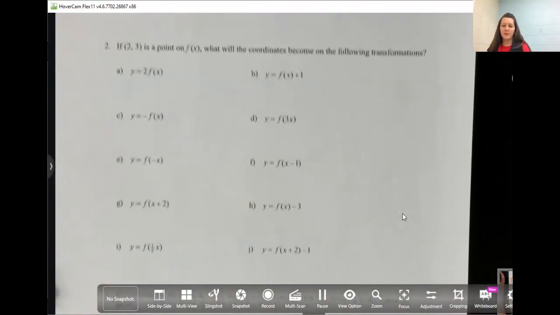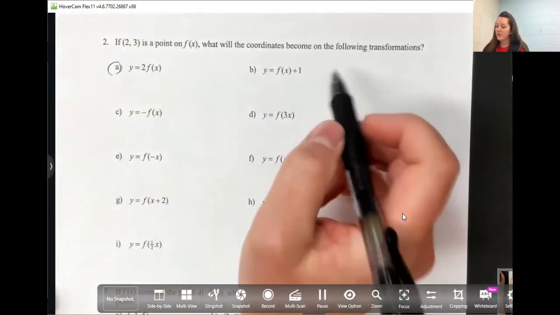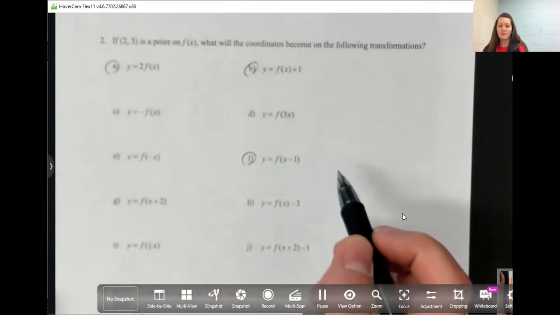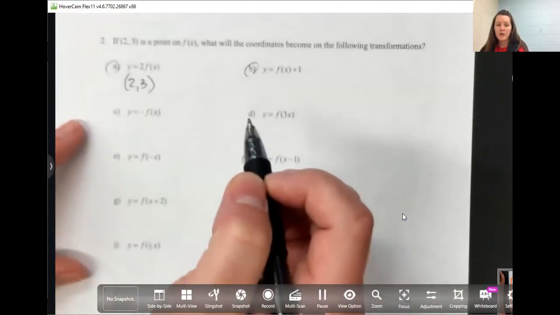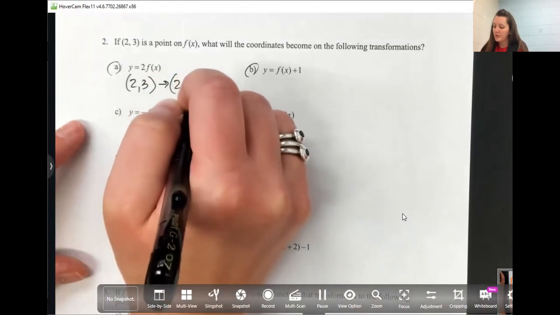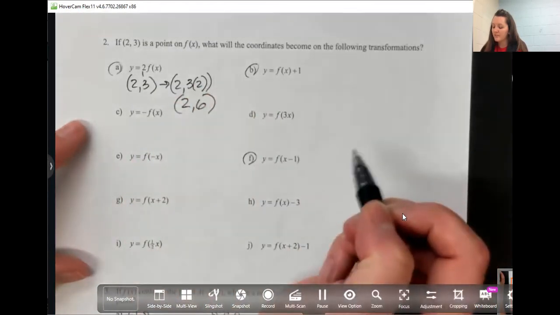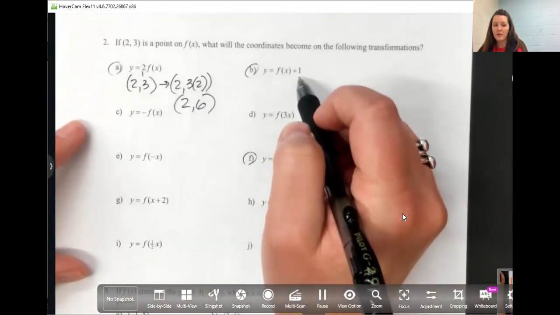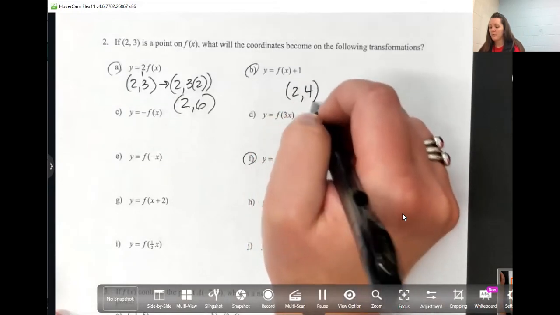Here's the other one, these points. This was the transformation story. So I'm just going to work through a couple of these. We'll work through this one and then this one. That'll give you a little bit of an idea. From 2, 3, it's a stretch, so it affects your y value. So we're going to multiply 3 times 2 because it's a stretch of 2. So our new point is 2, 6. Here it affects our y value. It's going to be 3 plus 1 because we moved up, so it affects our range. So our new point is 2, 4.